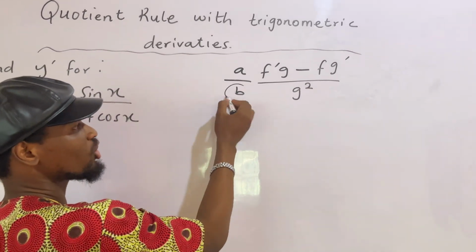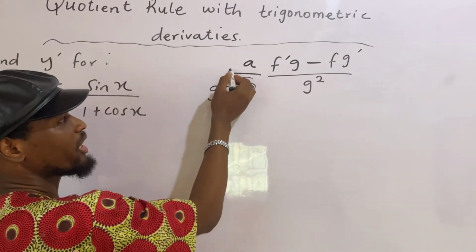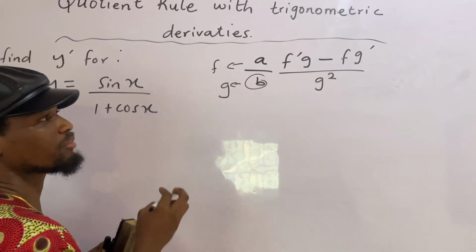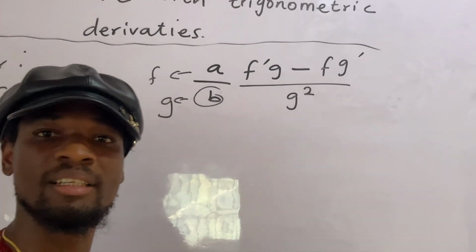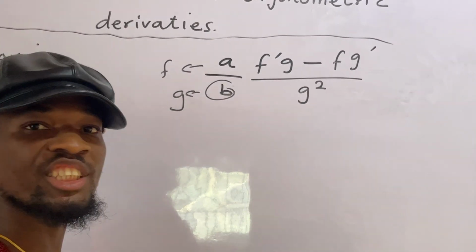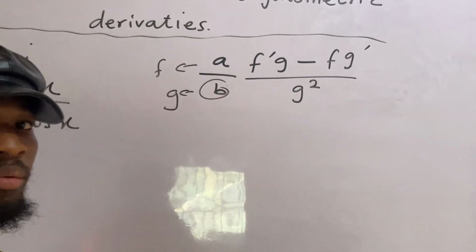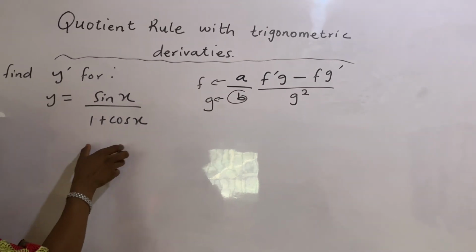So this is your g, and this is your f. As simple as that. Viewers, this is simply the quotient rule. So let's see how we can work it out.